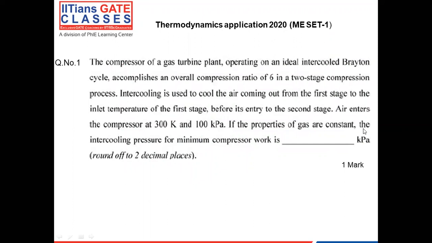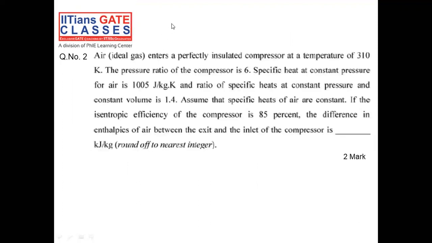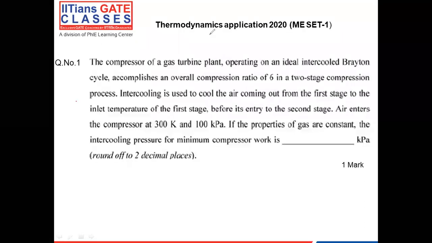Coming to question number 1, mechanical set 1 regarding thermodynamic application. They have said the compressor of a gas power plant is operating on an ideal intercooled Brayton cycle. The overall compression ratio is given as 6. That is, we are going to compress in 2 stages, a 2-stage compression process.